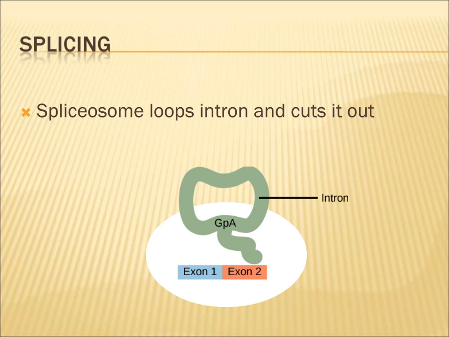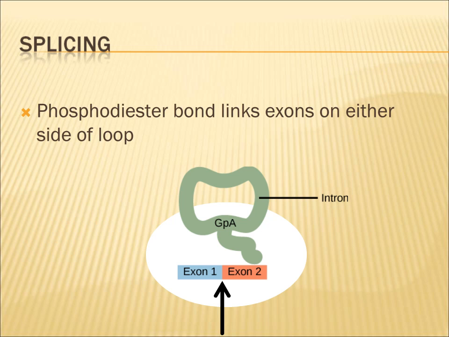This forms a loop in the intron. The loop is cut out, and a phosphodiester bond is formed to link the exons together. After all the introns are removed from the transcript, a continuous coding sequence is formed.